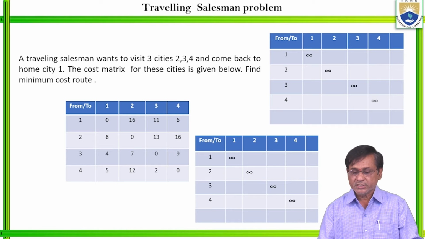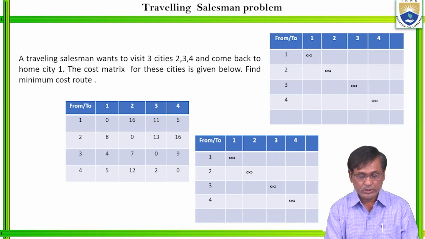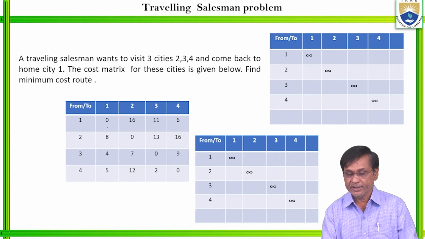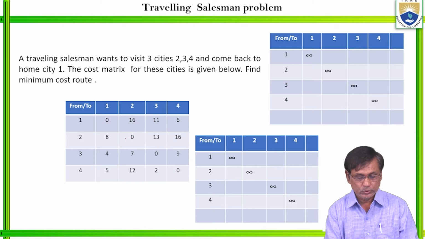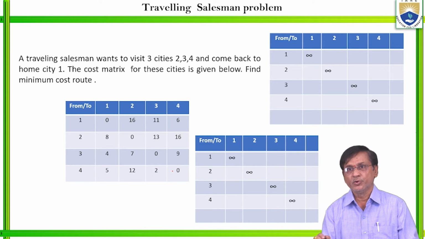Now, what is the first step? What is the matrix given? 1 to 1 is 0, 1 to 2 is 16, 1 to 3 is 11, 1 to 4 is 6. There is no meaning in going from 1 to 1, so this option is removed by taking either a dash or infinity. So I am replacing these zeros by infinity: 1 to 1, 2 to 2, 3 to 3 and 4 to 4.